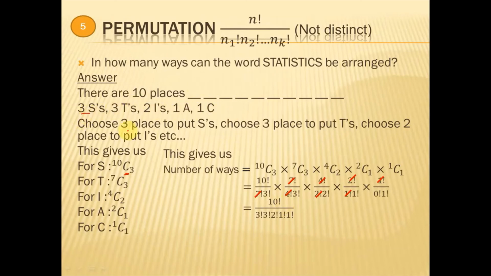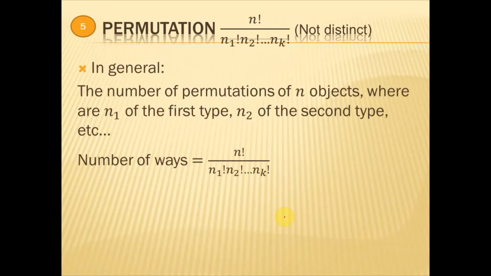Ada S, ada 3 kan? So 3 factorial. T ada 3, 3 factorial. I ada 2, 2 factorial. A ada 1, 1 factorial. 1 factorial. Okay? So maksudnya berapa place. And then tengok yang sama. Factorial kan diorang bahagi. So ada 50400 ways.